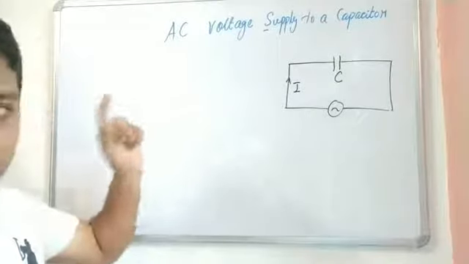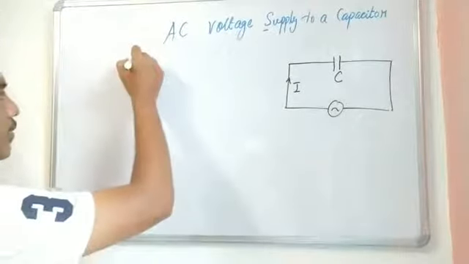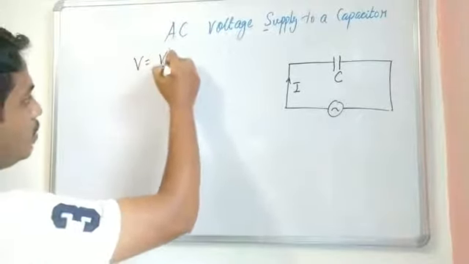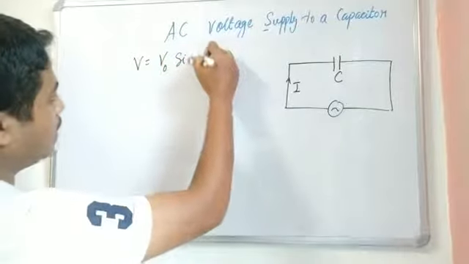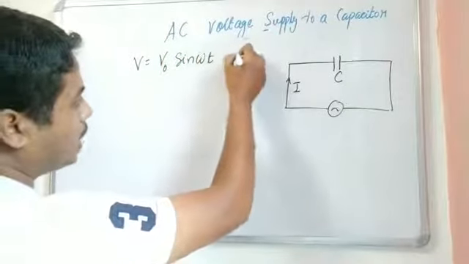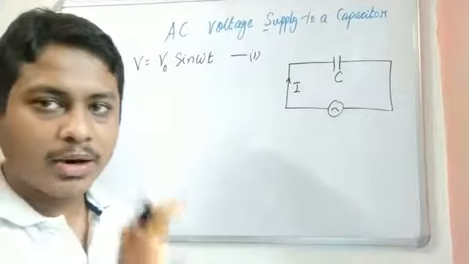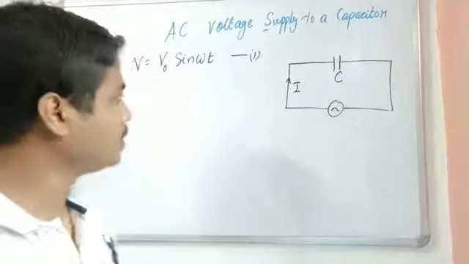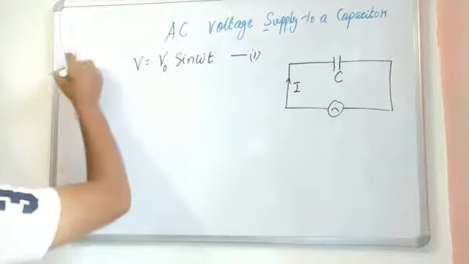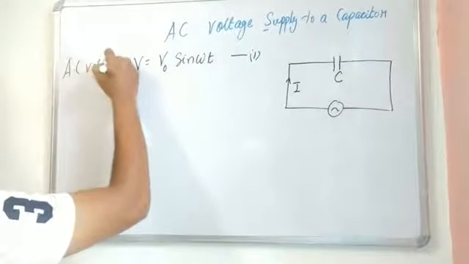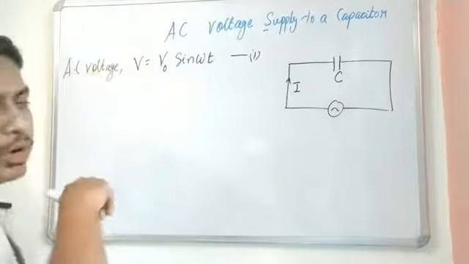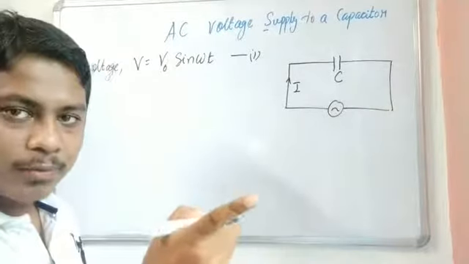Now first of all, you have to start with the AC voltage equation, that is V equals V naught sine omega t. I will be marking this as equation number 1. This will be your AC voltage equation. You can write here AC voltage.